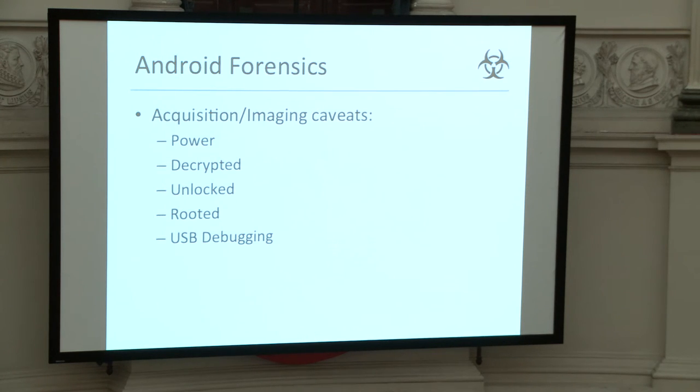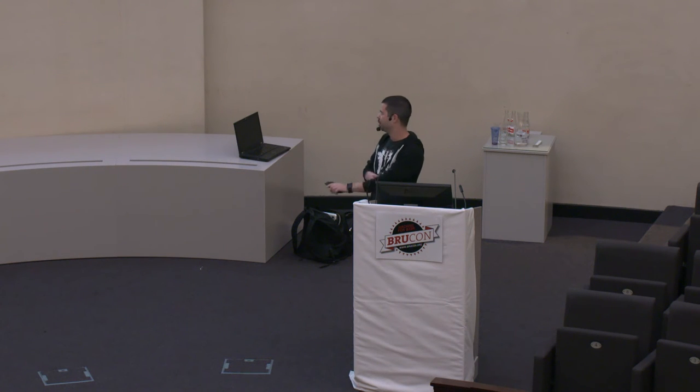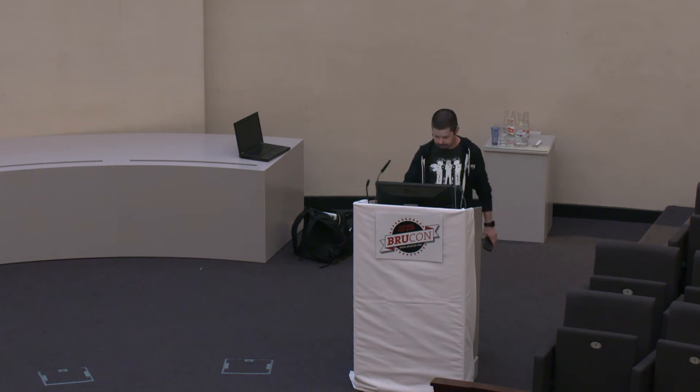In order to get all of that working, the device needs power, needs to be decrypted, needs to be unlocked, so it can't have the lock screen currently enabled. It needs to be rooted, and you need USB debugging. I mean, that's a heck of a kill chain. And if you want memory, what's actually running in memory on the device, you also need loadable kernel modules enabled in the kernel. I've never seen any Android device with that built in, so I don't know how you would go about getting memory off of a live Android device.